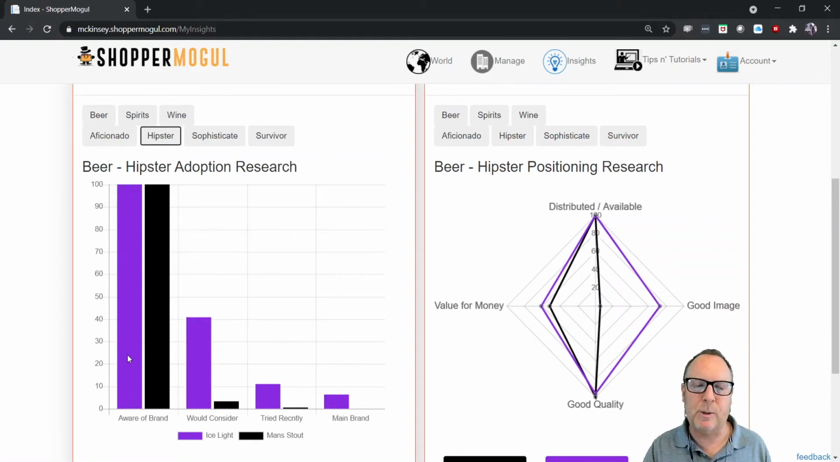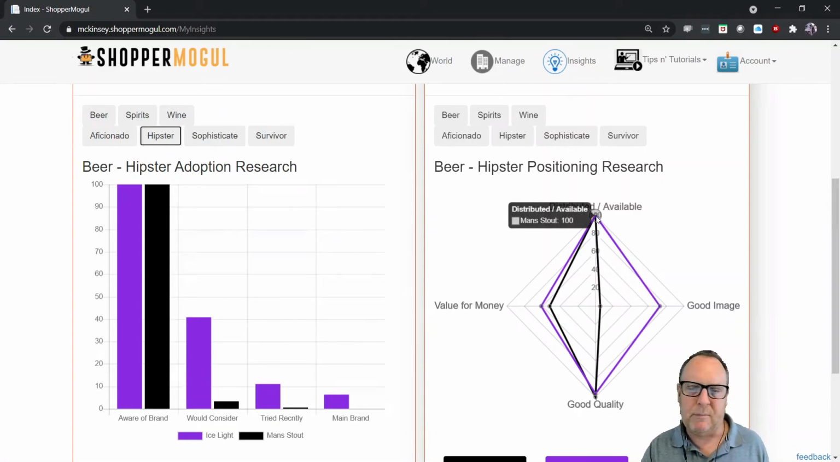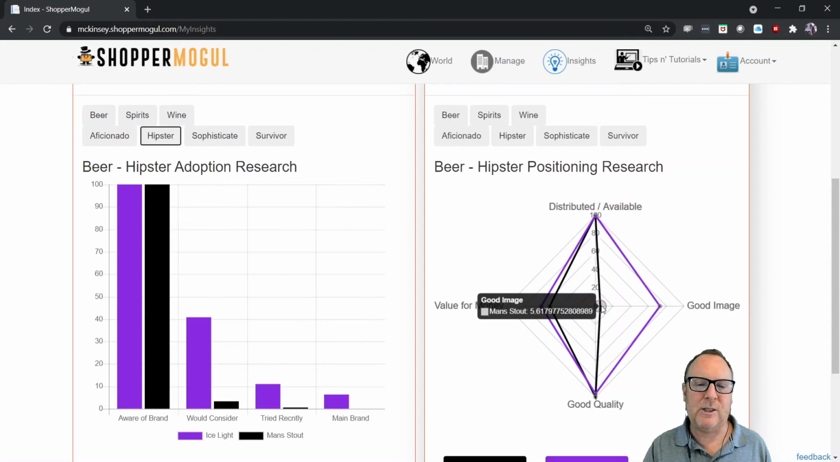If we look at hipsters, we'll see that Ice Light is doing better, Man's Stout not so well. Again, I leave you to dive into this yourself. There's also information about what the barriers are to people consuming it. So if we say, why is Man's Stout not doing better amongst hipsters? Well, we can say it has 100% distribution where they shop. That's not the problem. Its quality is perfectly good for their tastes, if anything too good, but its image is only acceptable to about 5% of hipsters. Most hipsters think that this is an inherently uncool brand, not aimed at people like them.